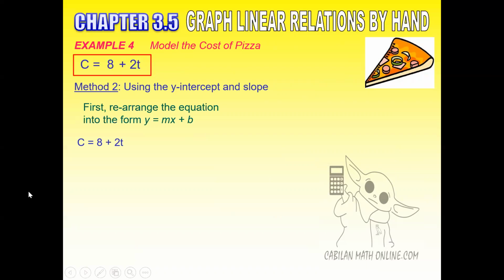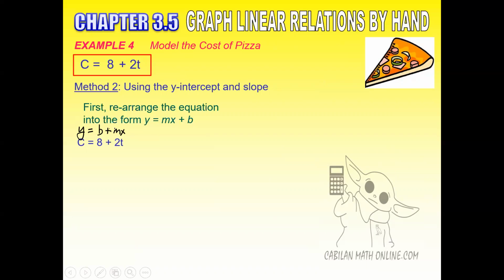If you take a look at c, you have to ask yourself, what does c represent in the form of y equals mx plus b? Notice the c and the y are exactly the same thing, so that's a nice and easy one to figure out. Now, which one is the mx and which one's the b? The b is just a number, so that's going to be the 8. And the 2t, this 2 is the m, and the t is the x, so that's going to be our mx term.